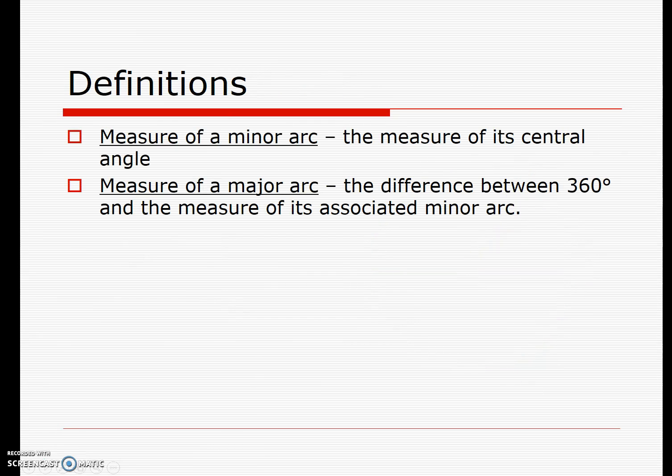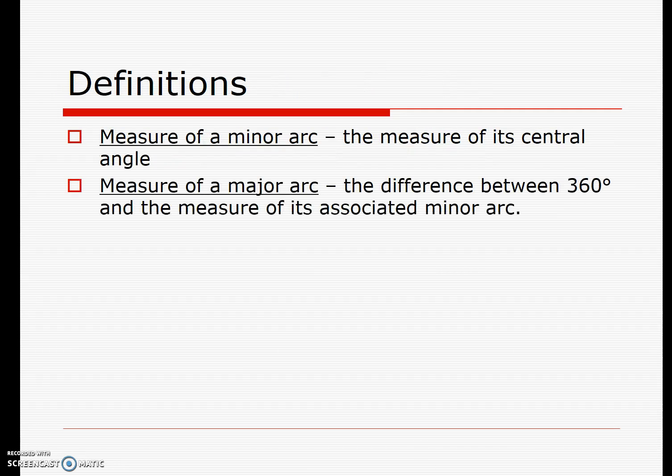Okay. All right, to find the measure of a minor arc, you are essentially going to find the measure of that central angle. And to find the measure of a major arc, you can do that same idea. Or if you're only given a minor arc, you can find the difference from 360, and that will give you the measure of that major arc.